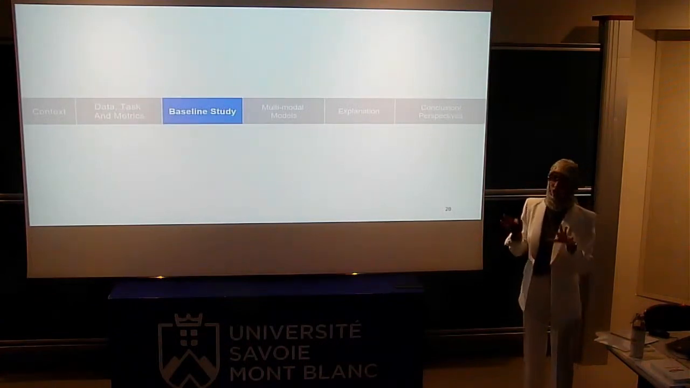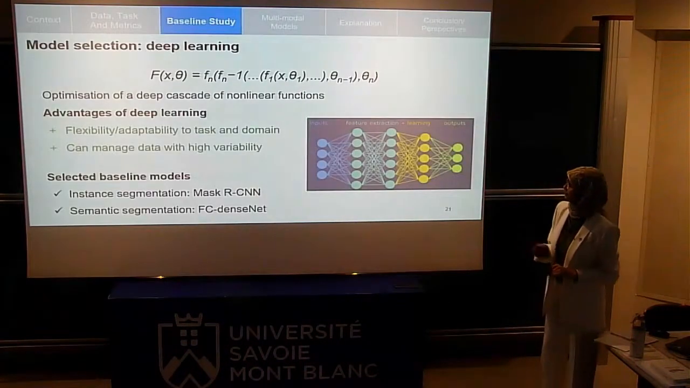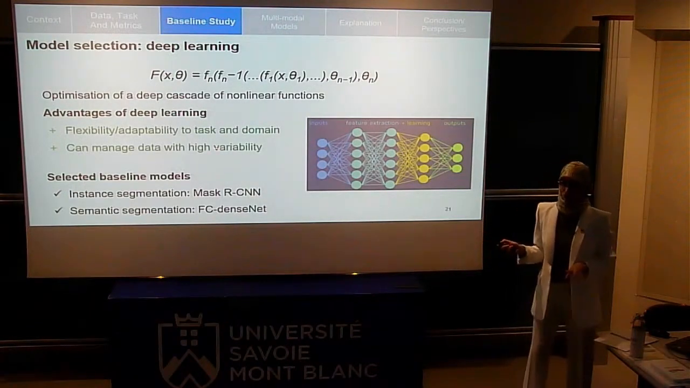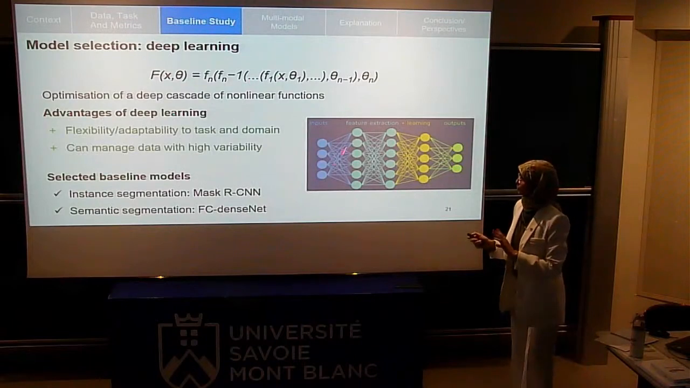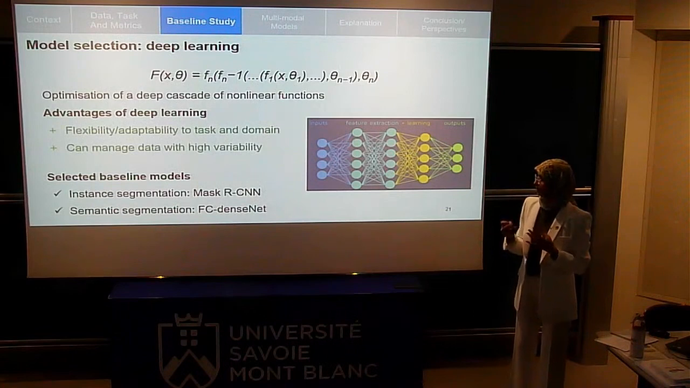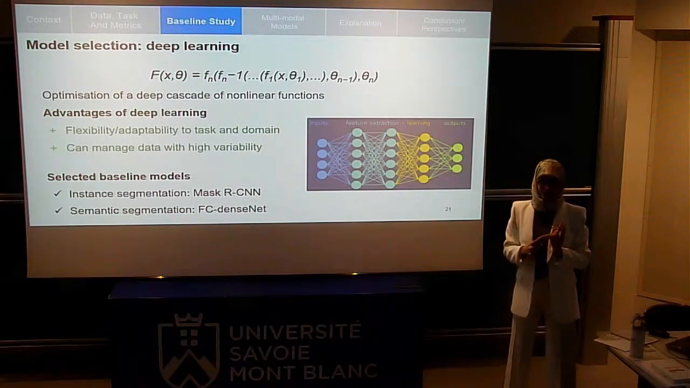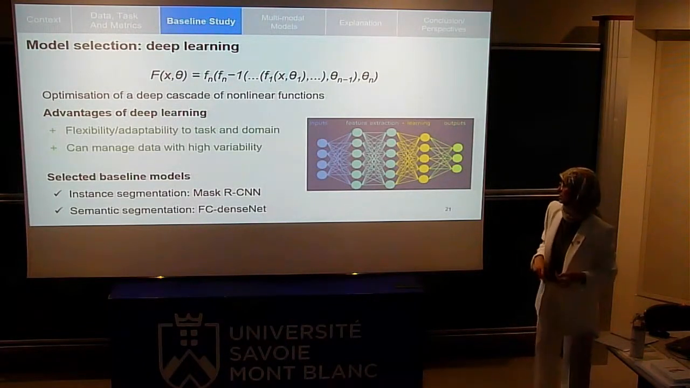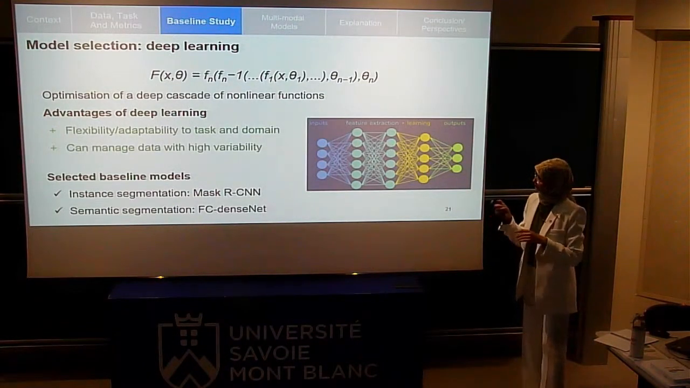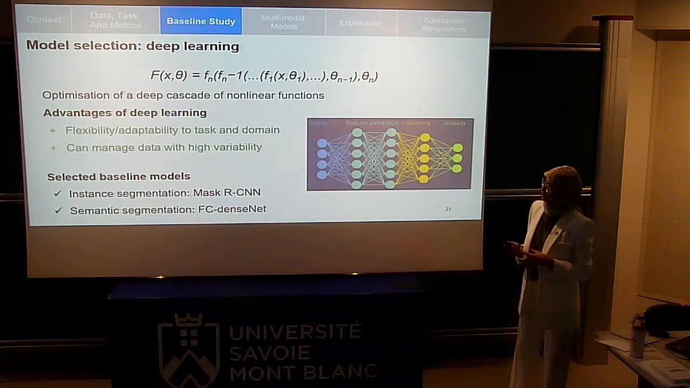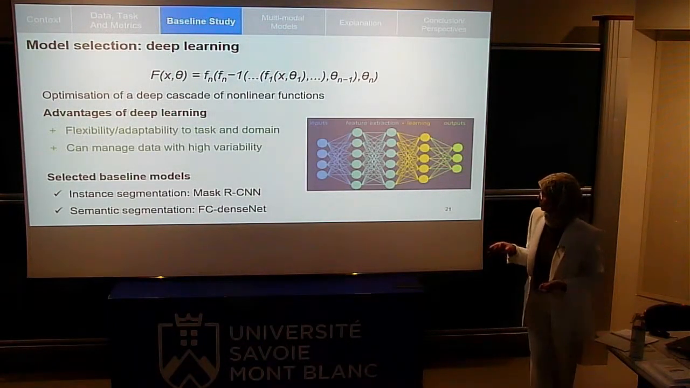I'm going to present now the first baseline. We choose to use AI approaches. Why? I'm going to prove why. Because the deep learning approach, in our case, is more suitable. First of all, because it manages high problem variability, which is our case. It has flexibility and adaptability in several domains, and it enables us to simplify our complex problem with a deep cascade of nonlinear functions.